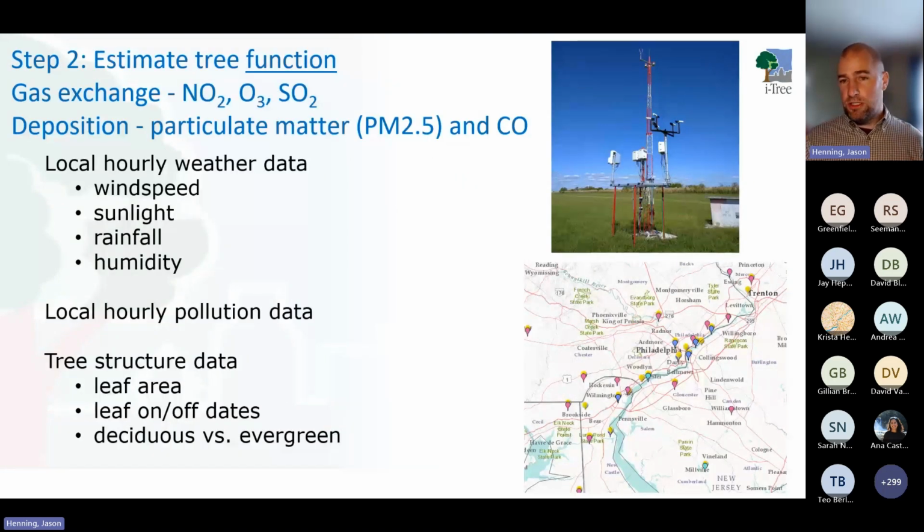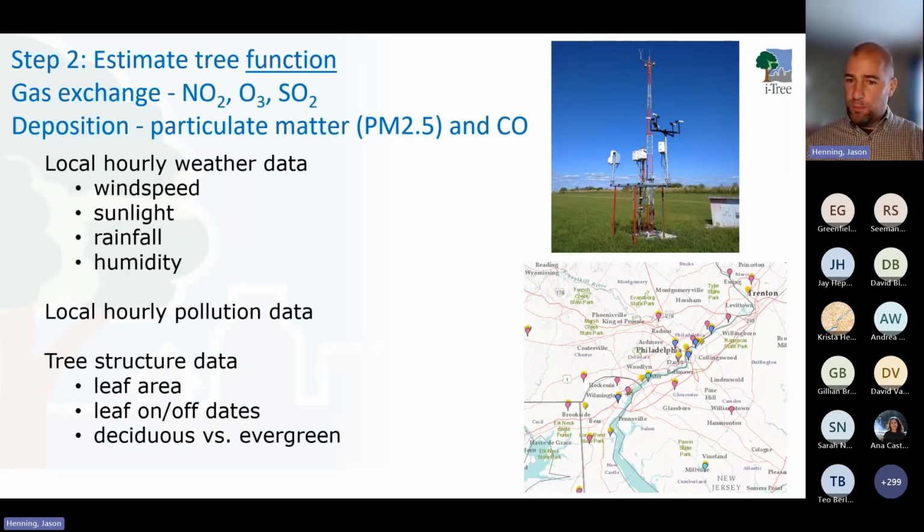Step 2, function. So how does that leaf surface area interact with that air pollution? And for air pollution, again, we have those hourly measurements everywhere that iTree works. So we're doing some gas exchange. We're taking in some of those pollutants. That would be nitrogen dioxide, ozone and sulfur dioxide, which are exchanged through the leaf surface and taken out of the atmosphere.